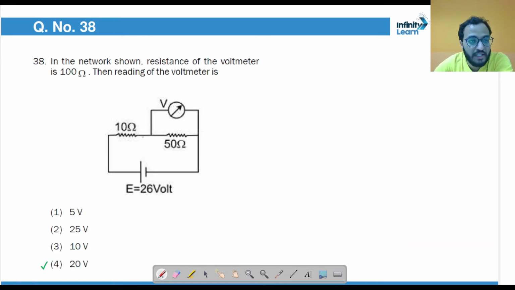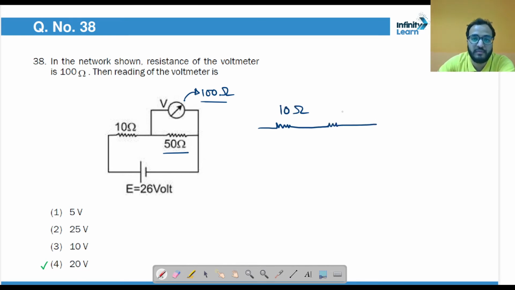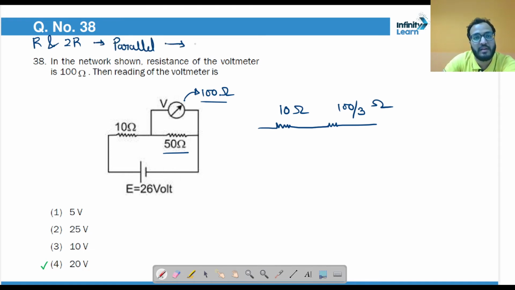38. What they are saying is this is 100 ohms. So let's find R equivalent. This is 100 and this is 50. 150, 150 in parallel will become 100 by 3. Remember this trick I will tell you. Whenever you have R and 2R in parallel, R equivalent is 2R by 3. Okay, got it? So here this is R and this is 2R. So the answer is 2R by 3, that is 100 by 3.